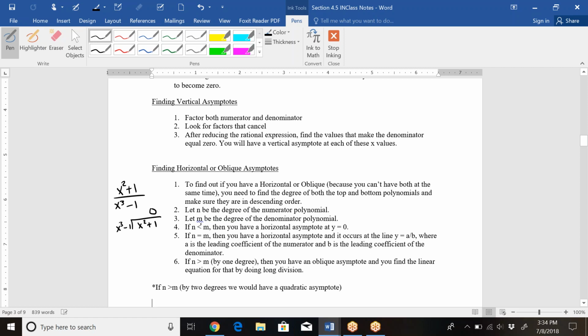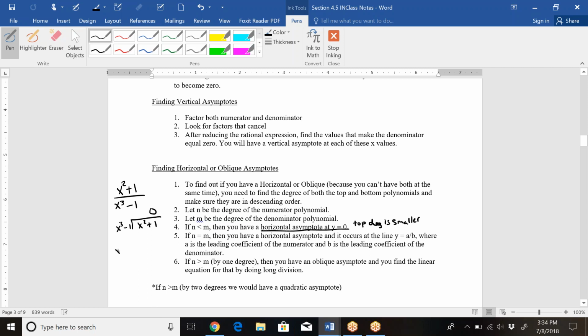So notice, if n is the degree of the top and m is the degree of the bottom, so this is a 2 for n and a 3 for m, if your top degree is smaller, then you go 0 times when you do long division. So you have a horizontal asymptote at y equals 0. So that's interesting. It's just that quotient up top.